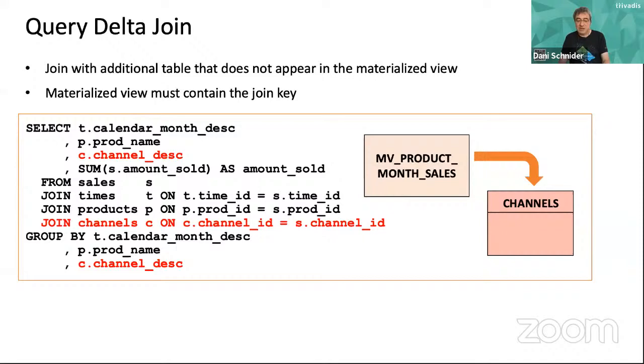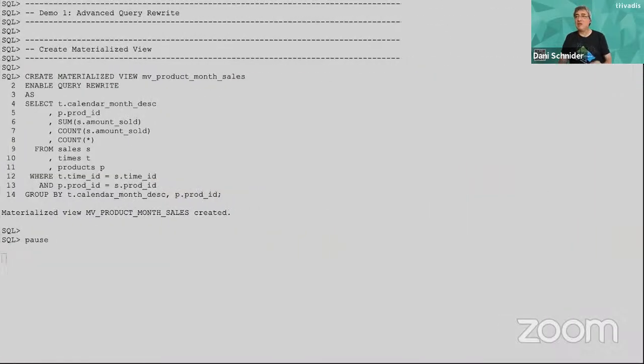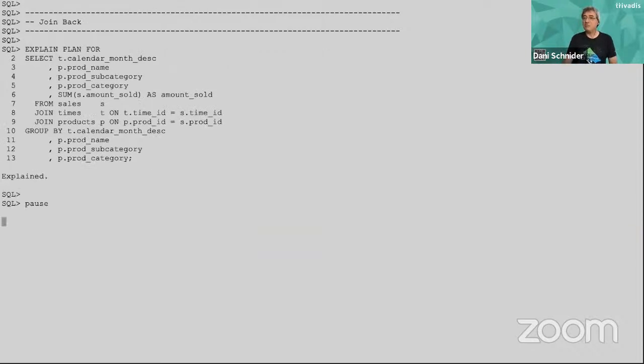Okay, let's see what this means in reality. So I created this materialized view on my local database. And the first query I run, so these are all the queries I showed you before. So the first one is we have this additional 3 lines here.